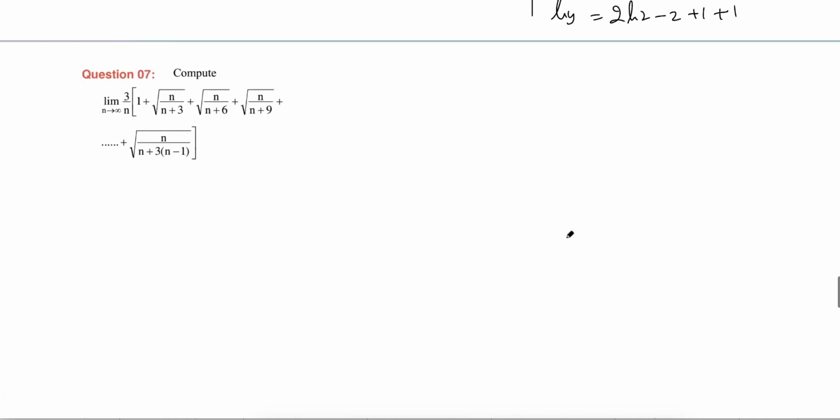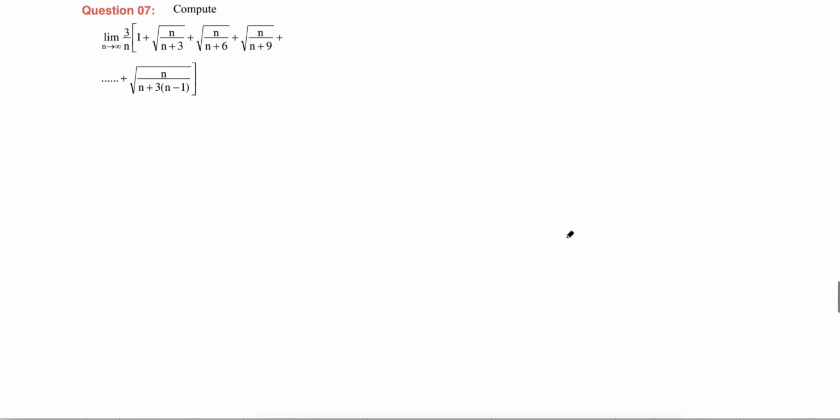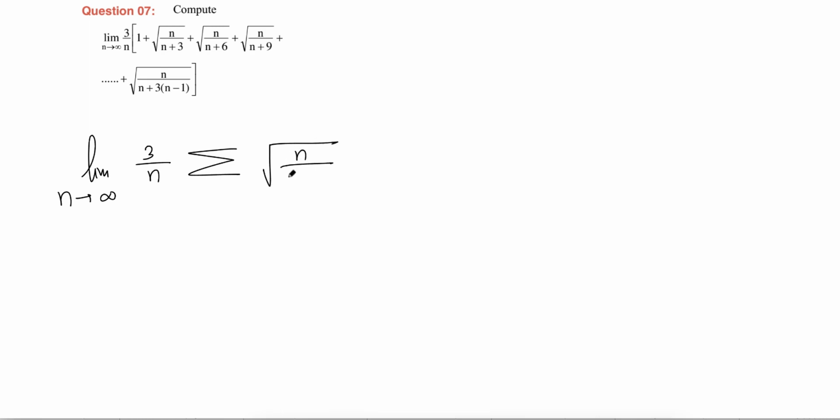Next, a simple question. First, convert it into sigma. The picture will be very clear. Limit n tending to infinity, 3 by n, sigma, root of n by n plus 3, n by n plus 6, n by n plus 6n, so root of n by n plus r, where r varies from 0 to n minus 1.